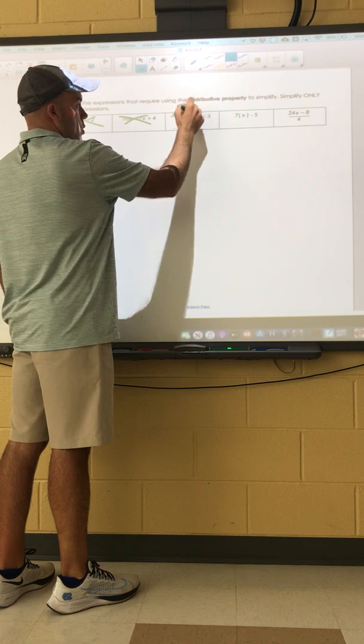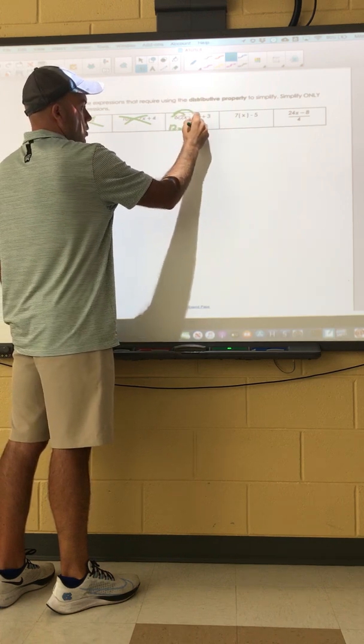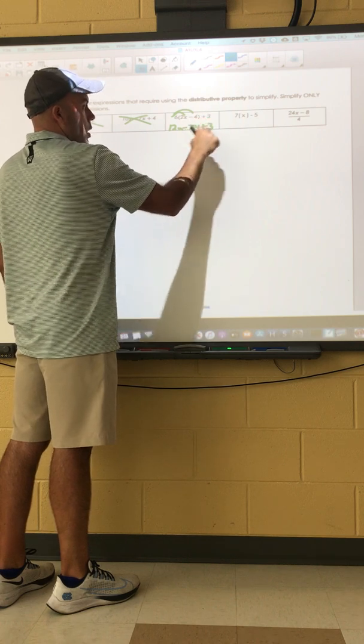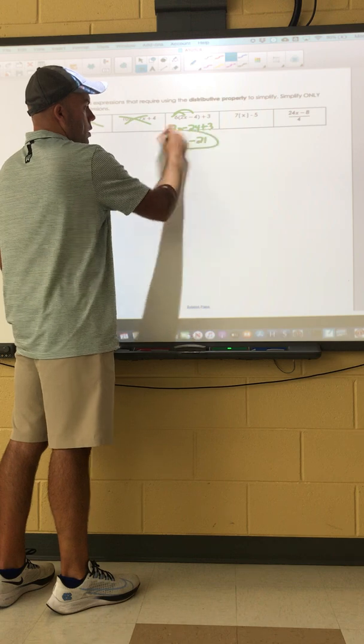Okay, so I'm going to distribute the 6 here. 6 times 2 is 12x. 6 times negative 4 is negative 24 plus 3. I'm going to combine those like terms. So I get 12x minus 21.